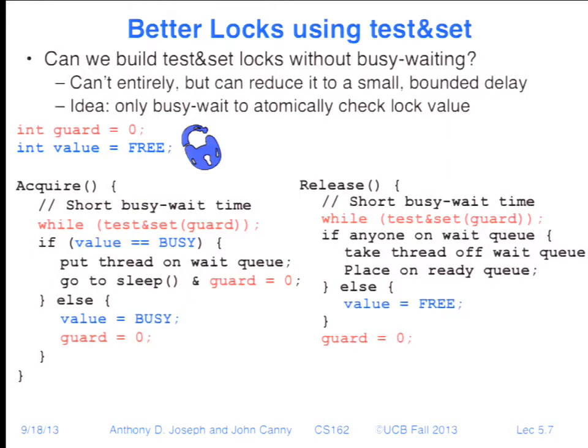In between here and here, another thread might come along and execute the same piece of code, might try to acquire the lock. And because this hasn't happened yet, if it does a test in between here and here, it's going to see that it's still not busy. So the second thread would believe that it's acquired the lock, but it actually hasn't. Or rather, they both would have acquired a lock effectively and gotten into trouble very quickly.